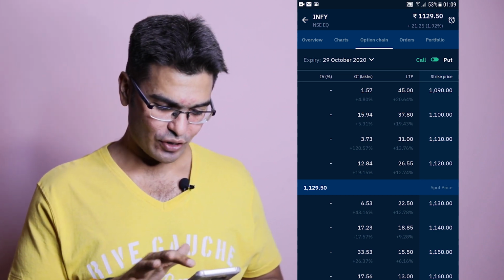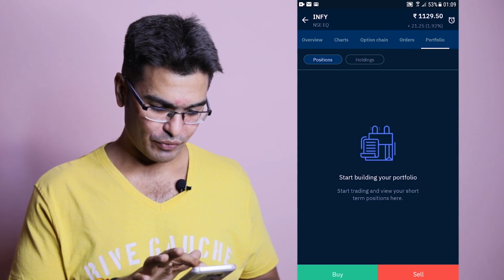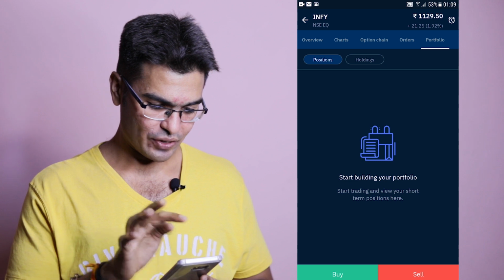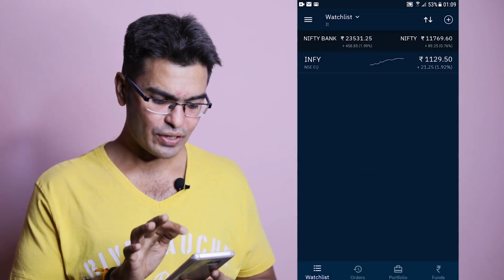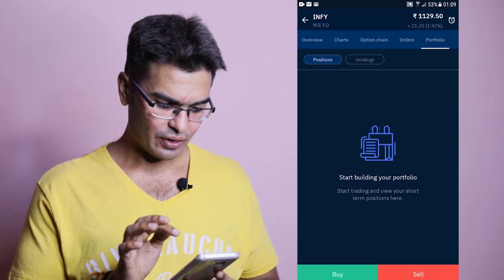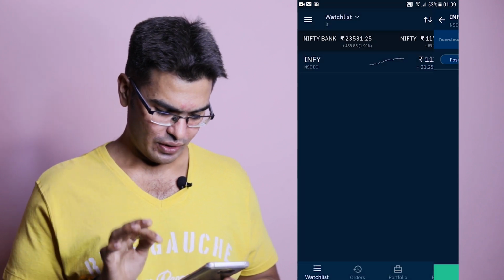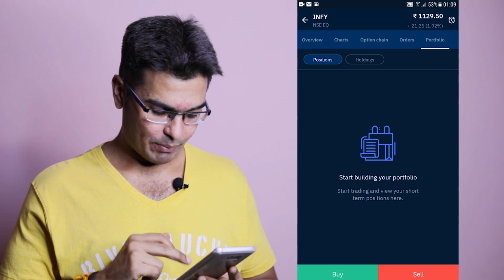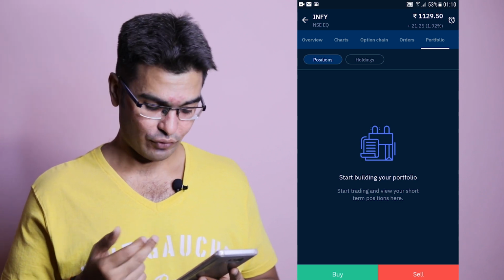Now thereafter there is an option for orders and portfolio, but before moving to that, we need to understand how we are going to place trades. Once you click on any particular stock, you can see there is an option for buy and an option for selling. The buy is indicated in green and red color is for selling.